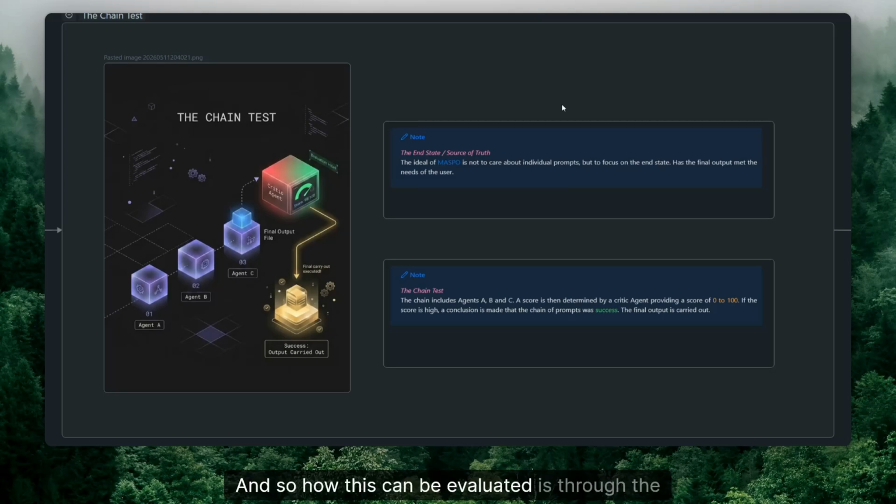And so how this can be evaluated is through the chain test. So the chain test includes agents A, B, and C, and a score is then determined by a critic agent, providing a score out of 100. If the score is high, a conclusion is made that the chain of prompts was successful. That prompt is then processed and sent on for the final output to be carried out.